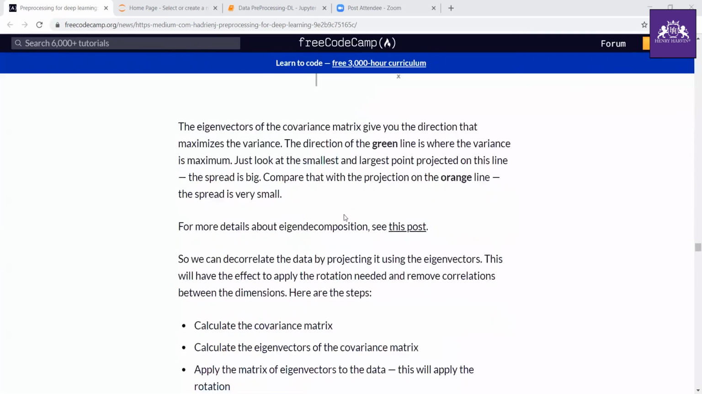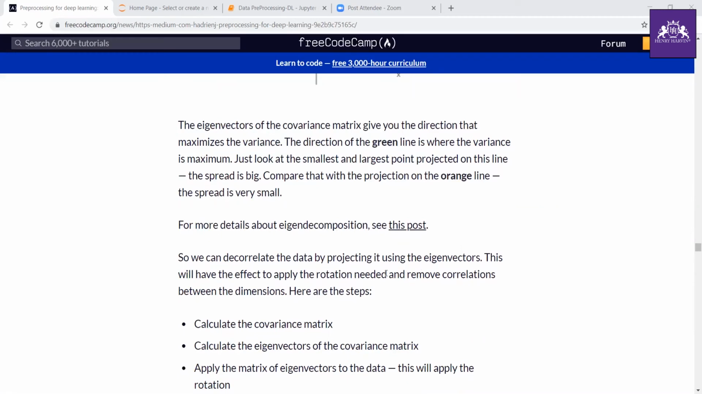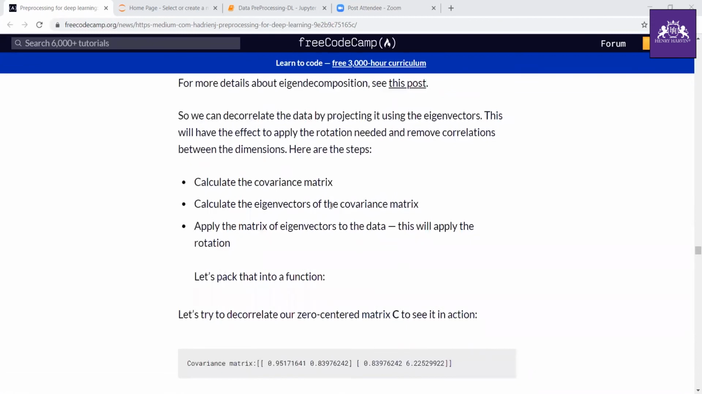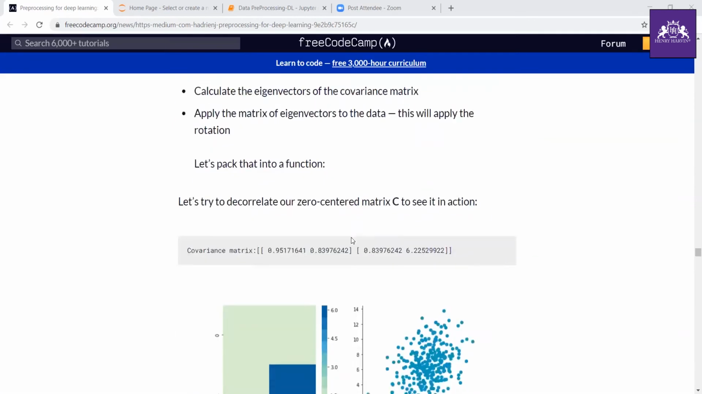So we can decorrelate the data by projecting it using the eigenvectors. This has the effect of applying the rotation needed, and we can remove the correlations between the dimensions. So how do we do that? We have to calculate the covariance matrix, calculate the eigenvectors of the covariance matrix, and apply the matrix of eigenvectors to the data. This will apply the rotation.